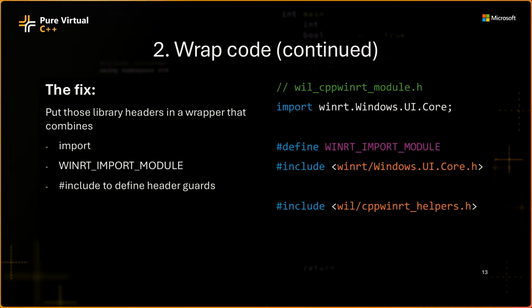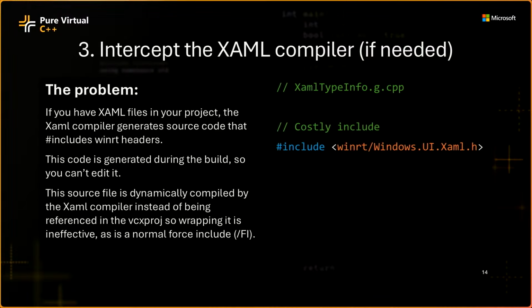Once again, since we're importing, if these things exist in the PCH, you're going to have to hoist them out of the PCH and have them processed in the individual source files. So, next up. Intercept the XAML compiler. This is basically the same idea.